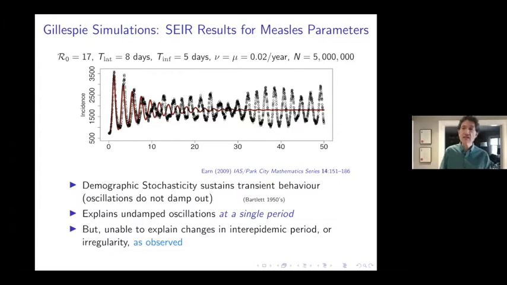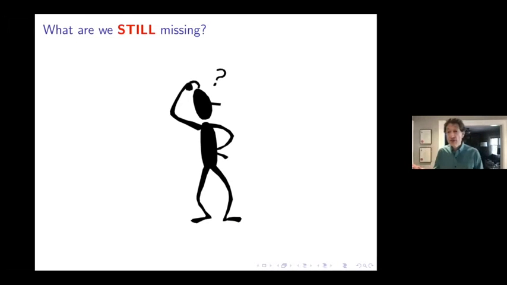Okay, so we can't explain the observed time series that I showed you of measles, but at least we can get undamped oscillations, excuse me. That's something. Okay, so we must still be missing something. What's that?